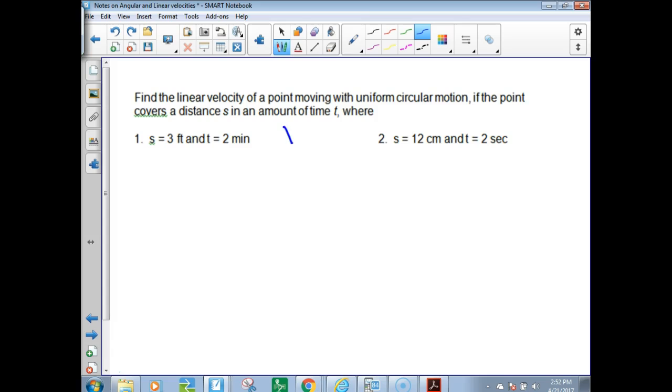So linear velocity is s divided by t, and that formula can be manipulated. These particular problems, though, are giving us s and t, so we're just going to do s divided by t. So that'd be 3/2 of a foot per minute. Or, if you wanted a decimal, 1.5 feet per minute.